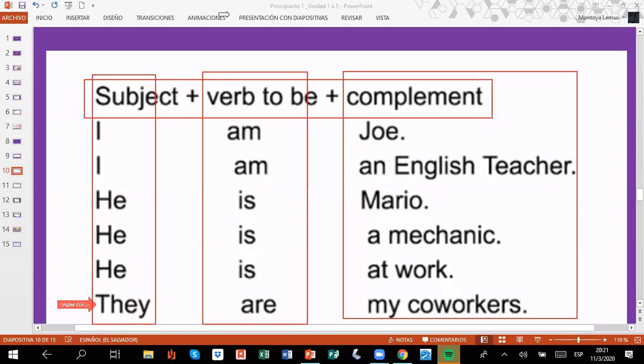Y solo para mencionarlo, para hacer oraciones negativas es bien sencillo. Solo agregamos not. Por ejemplo, I am Joe. En forma negativa sería, I am not Joe. I am not Joe. ¿Verdad? Yo no soy Joe. I am not an English teacher. He is not Mario. Para volver las negativas, ¿verdad? He is not. Okay. Y así, he is not again, they are not my co-workers.